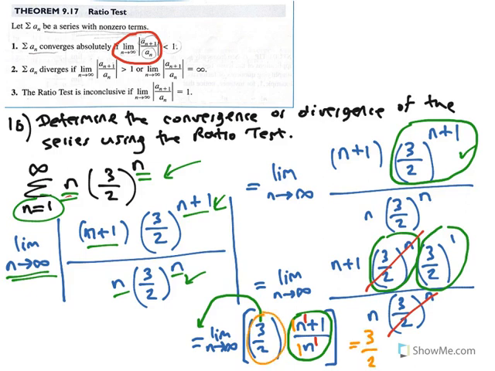So the limit is 3 over 2, and 3 over 2 is greater than 1. So we may conclude by the ratio test that this series diverges.